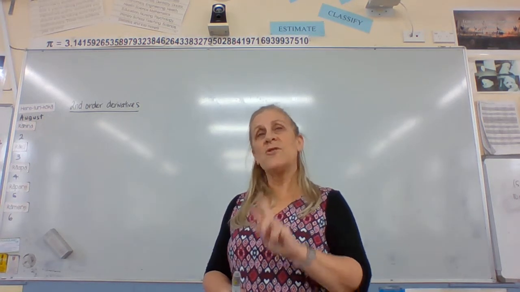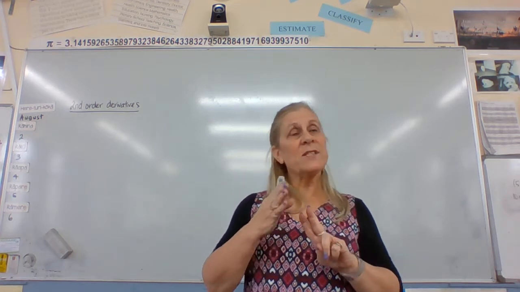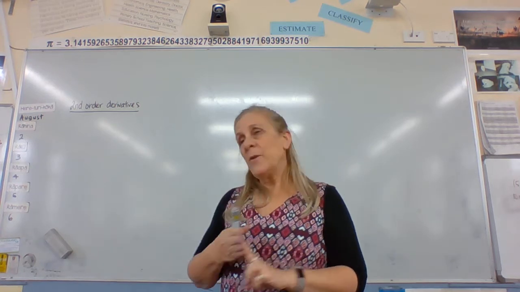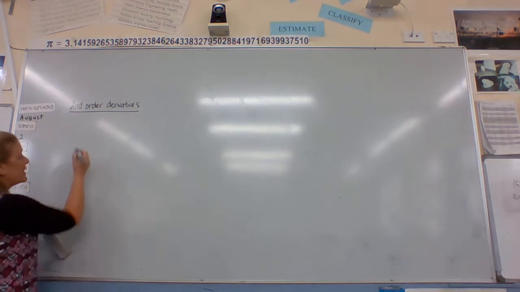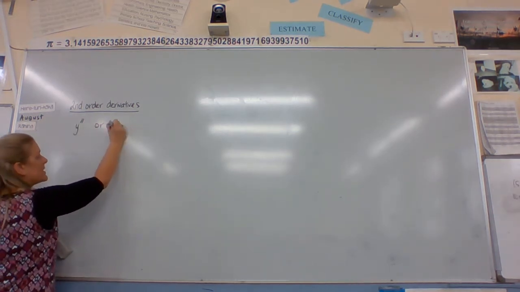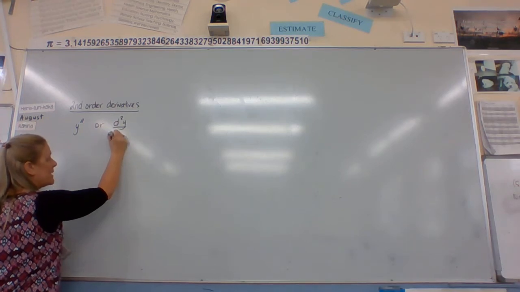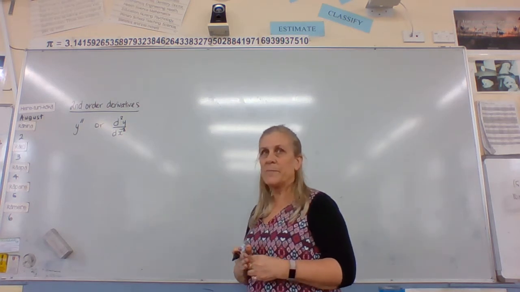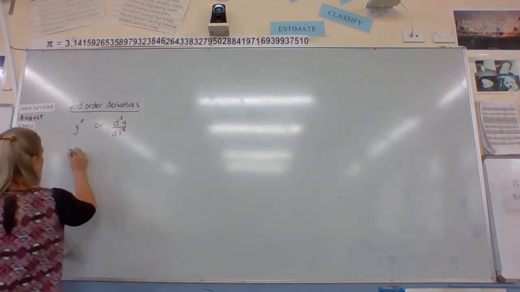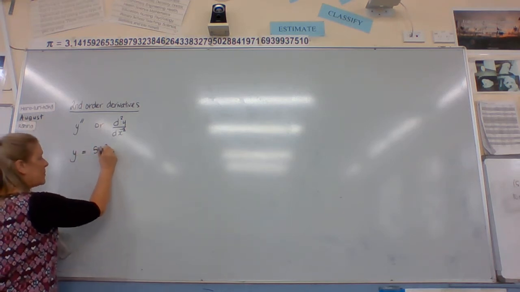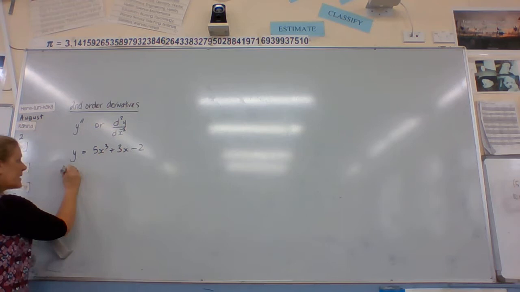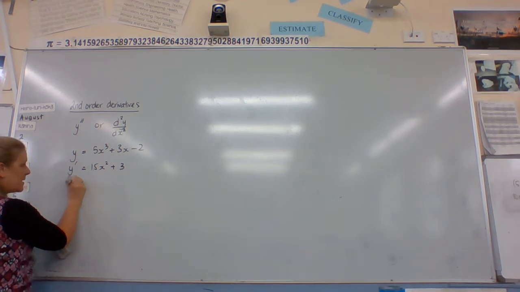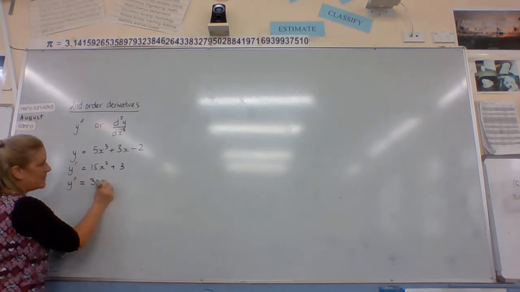But we're only interested in differentiating twice, and that's because there is information to be had from differentiating twice. Okay? So how do we write differentiating twice? We've got two methods, y double dash or d squared y over dx squared. We'll talk about that one a little bit later on, so just hang with it at the moment. So if we've got y equals 5x cubed plus 3x minus 2, then y dash will be 15x squared plus 3, and y double dash will be 30x. No problems there.